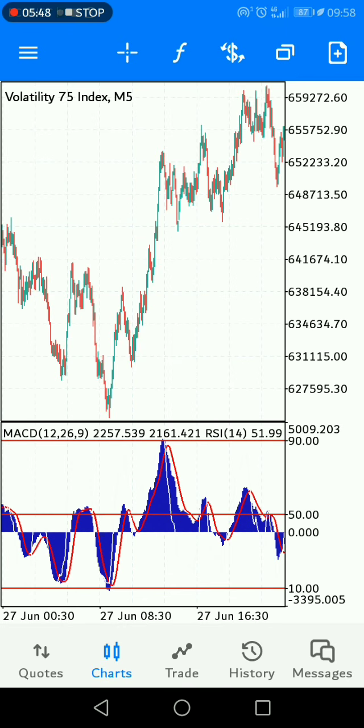So with this strategy and proper risk management, I'm going to try and raise my $10 account to $100 or more.